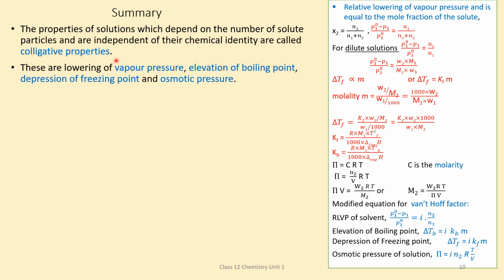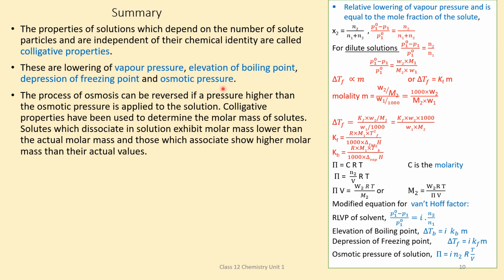The colligative properties are vapor pressure, elevation of boiling point, depression of freezing point, and osmotic pressure. So there are four colligative properties. I repeat, there are four colligative properties. One is lowering of vapor pressure. Second is elevation of boiling point. Third one is depression of freezing point. And fourth one is osmotic pressure.